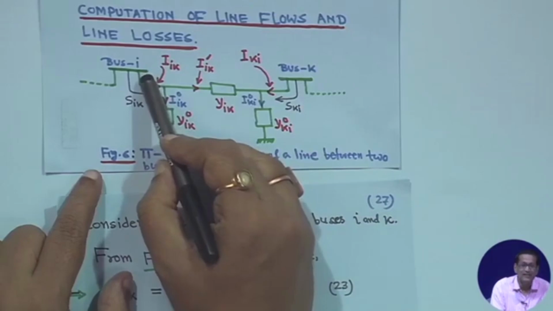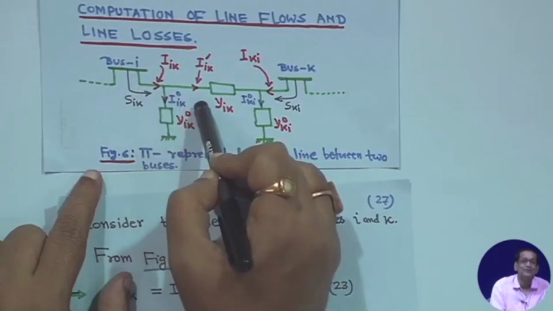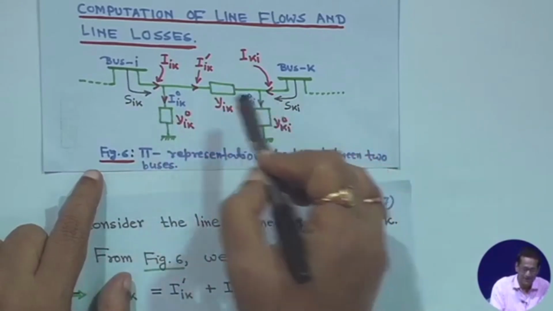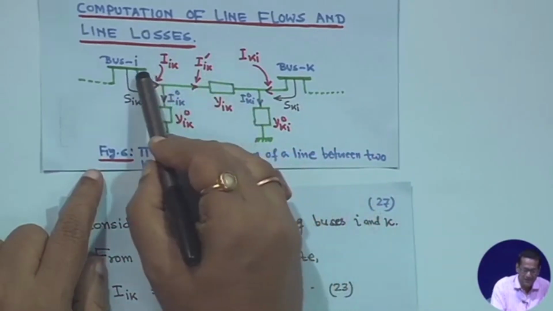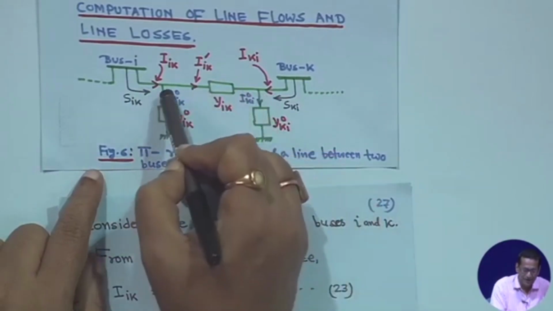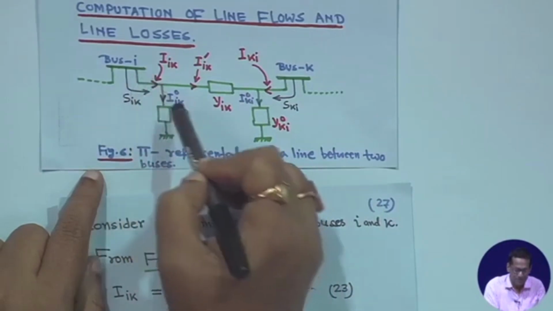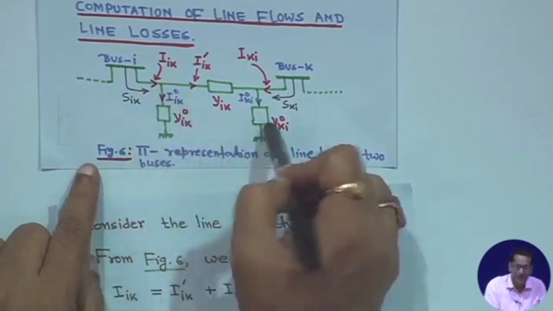Instead of drawing y i k from the bus bar, it does not look good, so I made it here. Actually all these things are lumped together at bus i only, but then I cannot show I i k or S i k. That is why I made it like this.